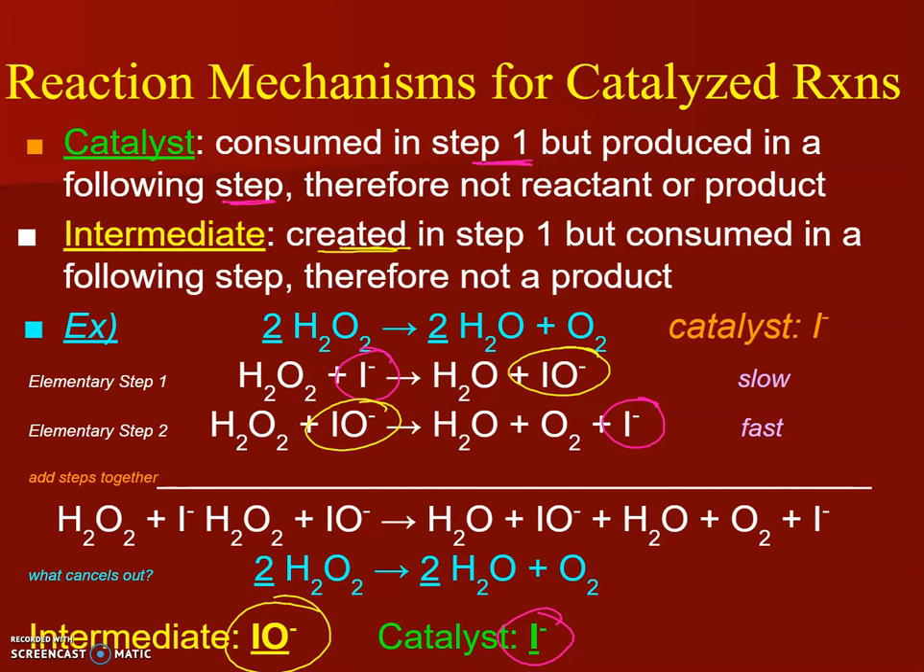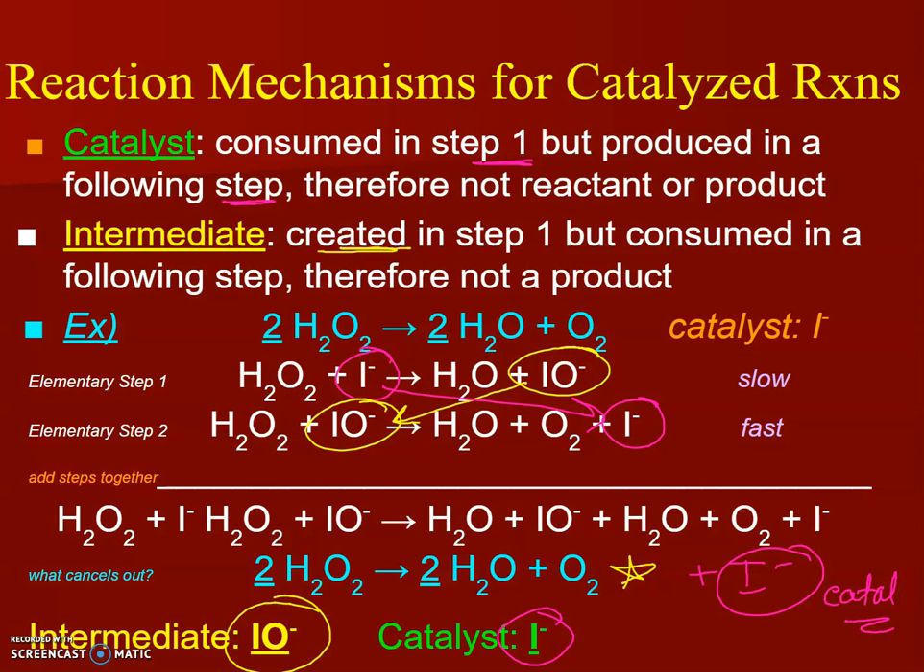So you see that you still get the same overall reaction, but a catalyst and an intermediate are two different things. Your catalyst gets consumed and then produced, your intermediate gets produced and then consumed. So this guy goes this way, and your iodide would be left over afterwards. So I would then have iodide as my catalyst on the side.